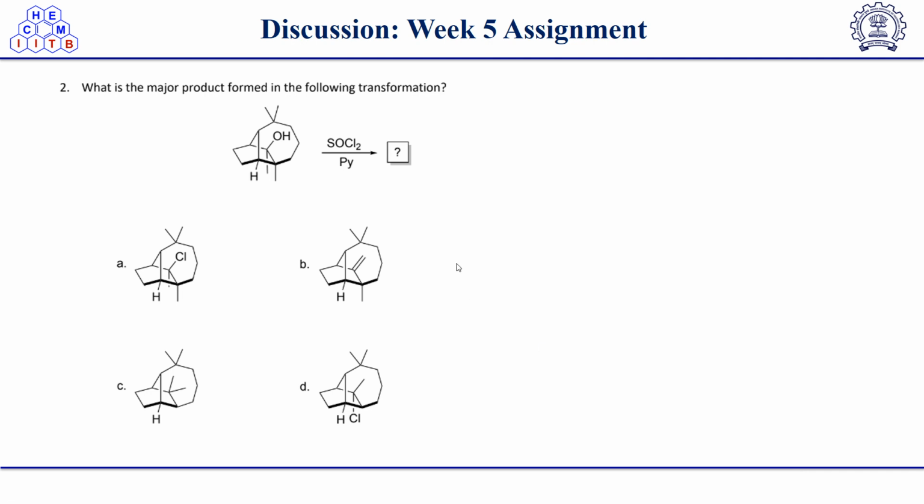So, which will be the major product in this transformation? By treating the tertiary hydroxyl group with thionyl chloride in presence of pyridine, what will be happening? What is the role of thionyl chloride in this reaction?